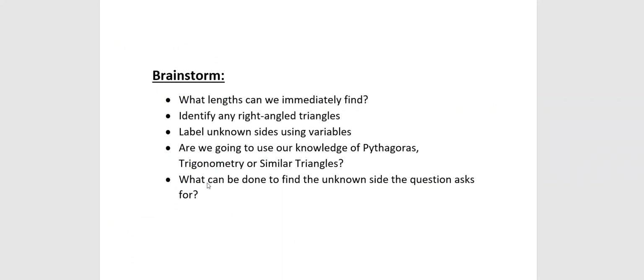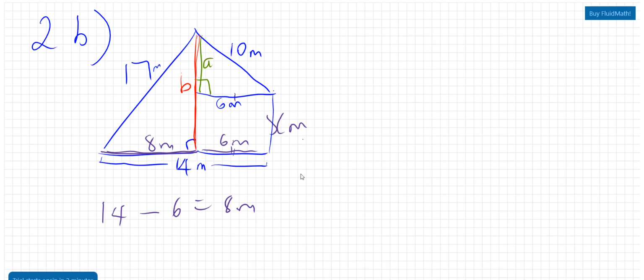And finally, what can be done to find the unknown side the question asks for? So the question is asking us to find here. What is this line here? What is x? To find this length here, from there to there, if I find the length b, which is that longer red line side, and if I find that shorter side a and subtract them, that will leave me with x. So if I can find b and then find a, subtract them, I'll get x. So let's try and do that.